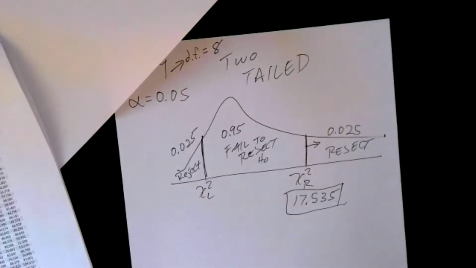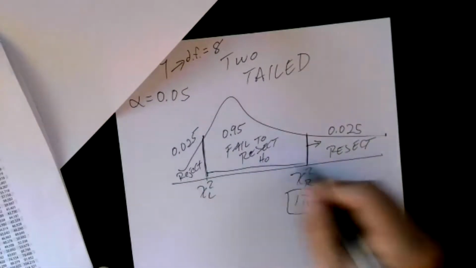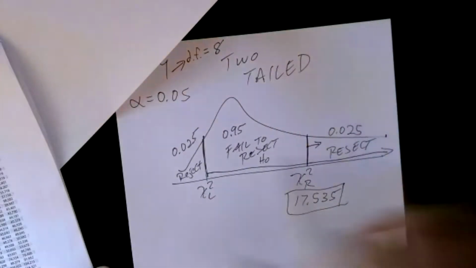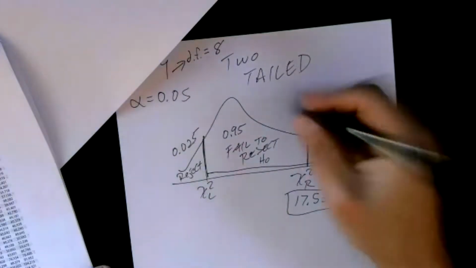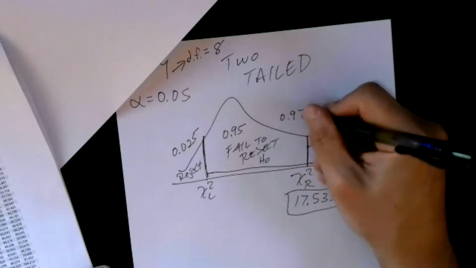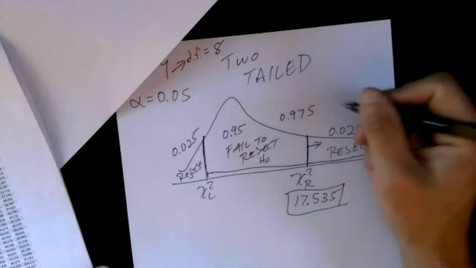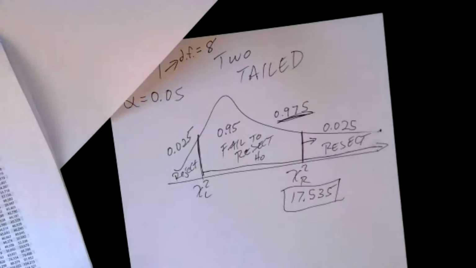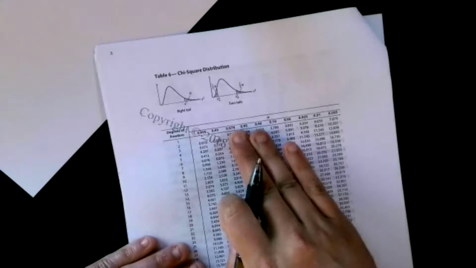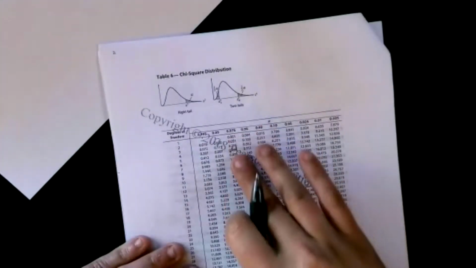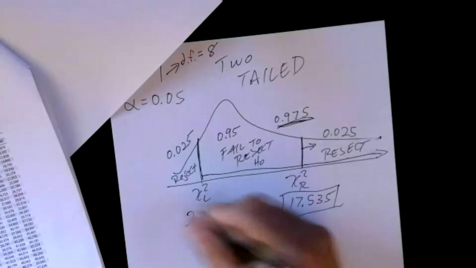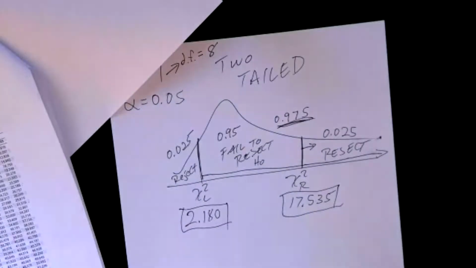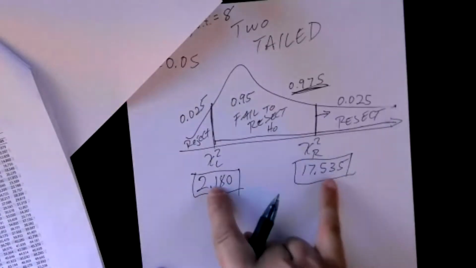Now on the left, let's be careful. I need to know the total area to the right, which is the center plus the area on the right, so I have to add those two things together. That'll give me 0.975. And this is the number we'll use when we go to the table. Go to the 0.975 column. Go down to degrees of freedom of 8, 2.180. And now we have the critical values.